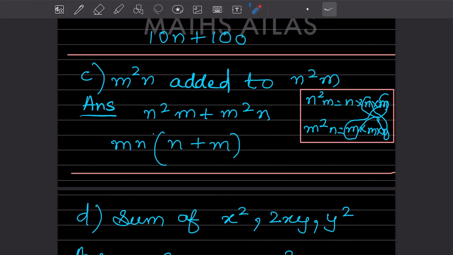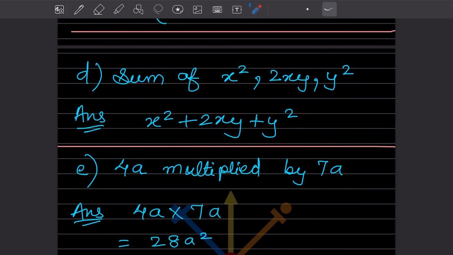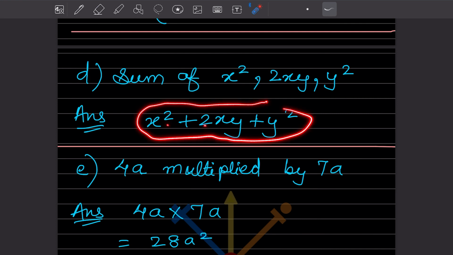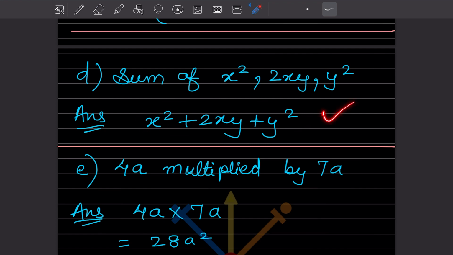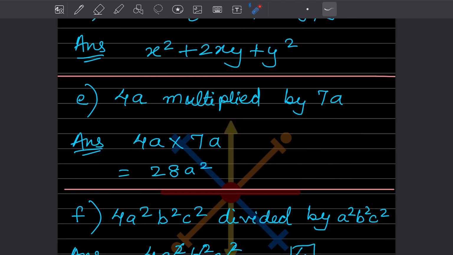Okay, concentrate on this one. Now the last one, what does this say? The sum of x square, 2xy and y square. The sum means addition, isn't it? So you just have to write this, we don't have to solve it. You will write x square plus 2xy plus y square. This is simple. Now 4a multiplied by 7a. Just simply 4a multiplied by 7a, and here you can write 7 4s are 28 and a into a, that is a square.